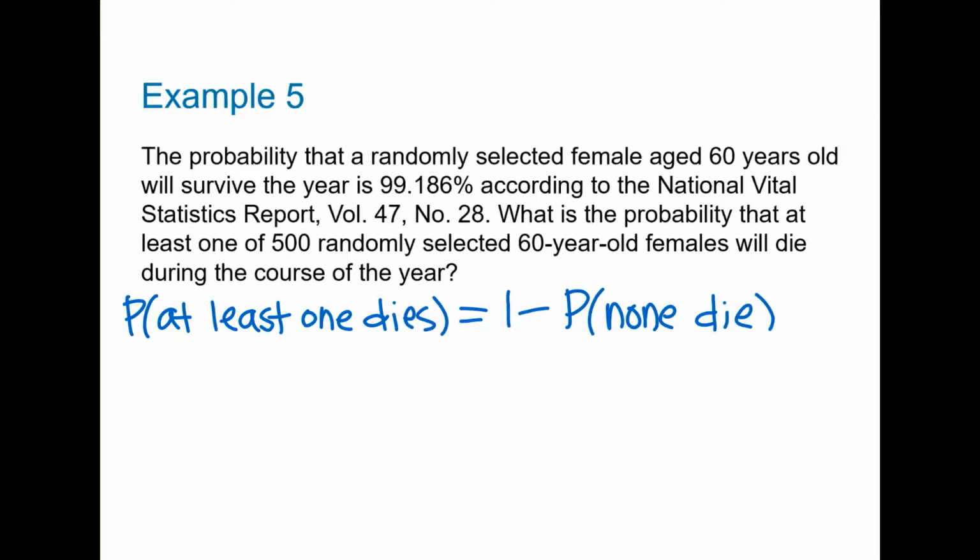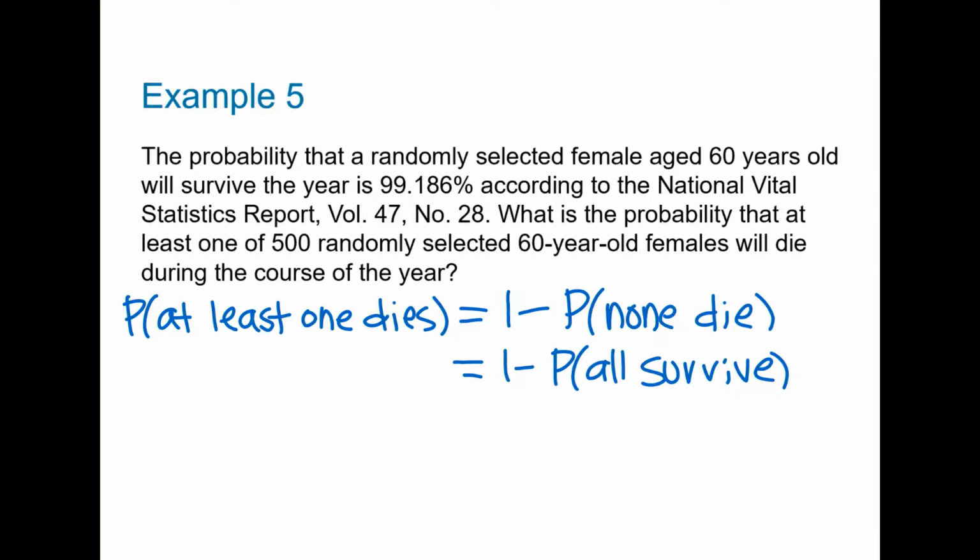In the problem, we aren't given the probability in terms of death, we are given the probability in terms of survival. So we can say that none dying is the same as all surviving. So we can rewrite the probability of none dying as all surviving. And because we know the probability that one female will survive, that means that we can find the probability that all 500 randomly selected females will survive the year.